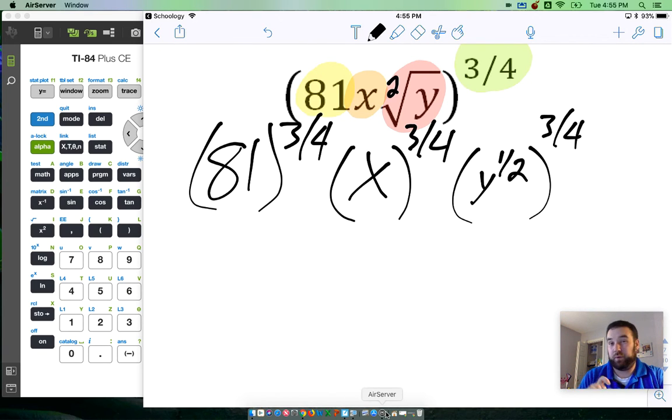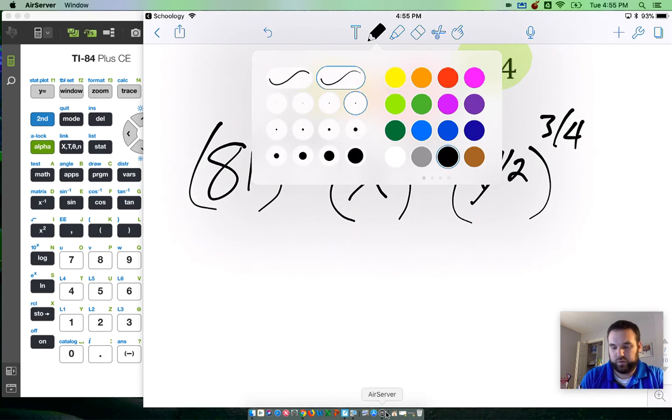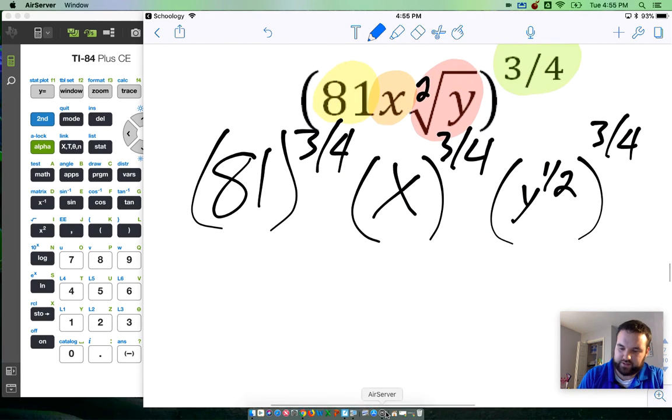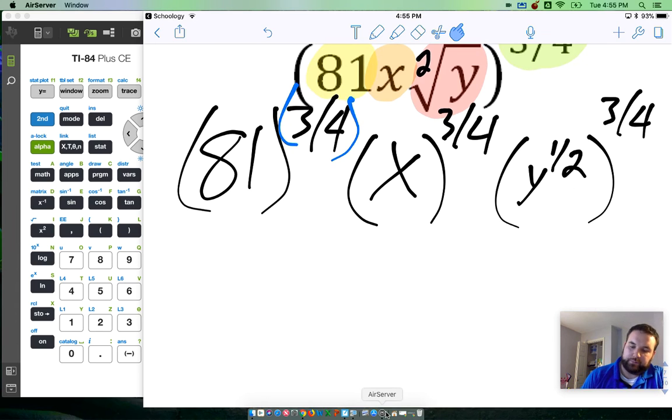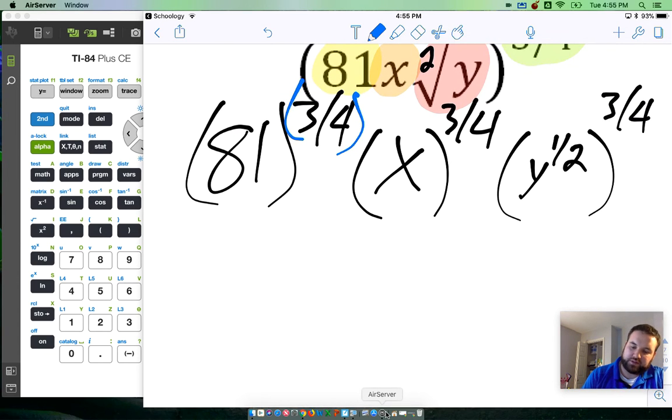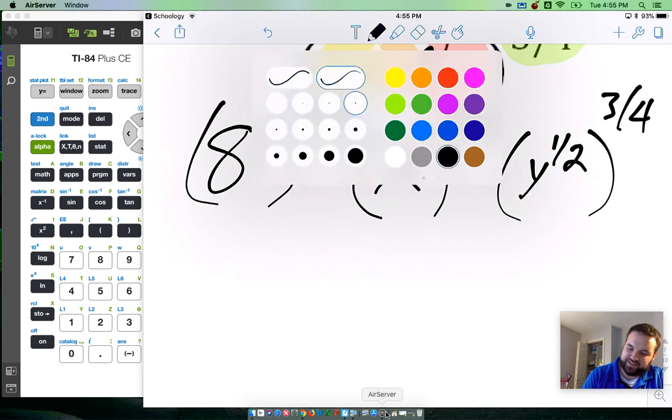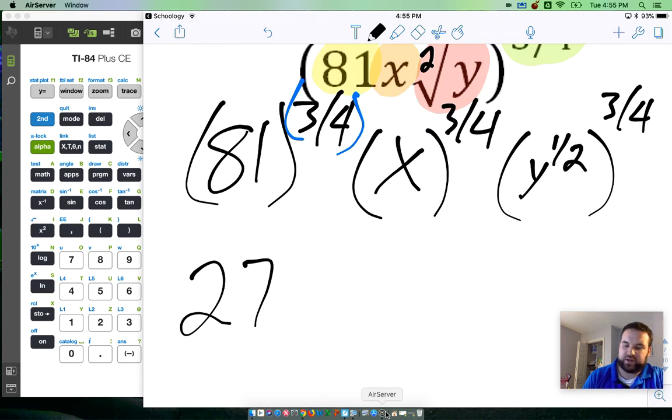Again, even though I put parentheses around the 81, which isn't strictly necessary, if I'm going to type this in, I have to put the parentheses around the 3/4 just because I don't know if my calculator is going to work with it or not. So if I do 81 to the 3/4 in the calculator, I should get 27. If you get some crazy high decimal, then that's how you know you typed it in incorrectly without those parentheses.